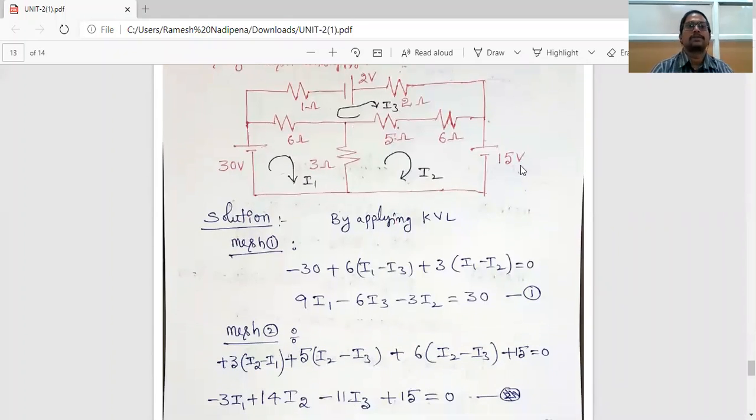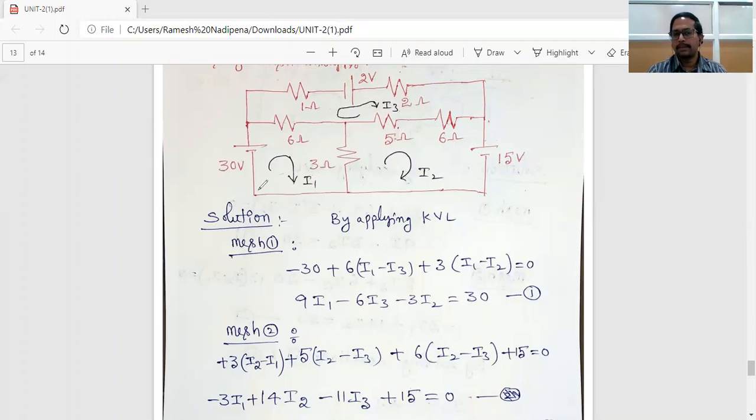Right. So three mesh equations. Here the question is: find the current passing through the 3 ohm resistor, and the voltage across the 5 ohm resistor. That is the question.